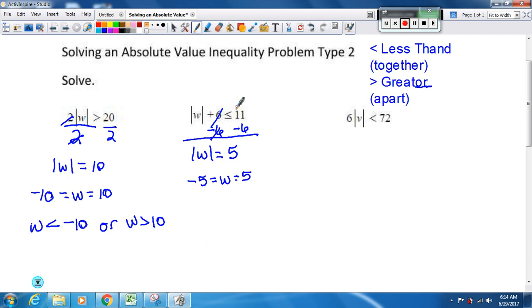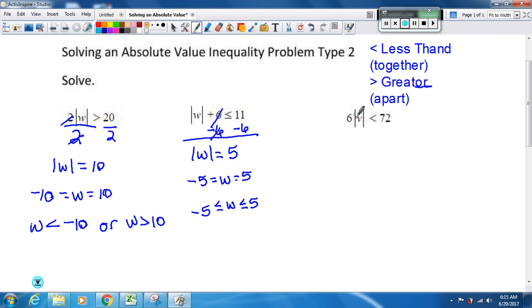So this is less than, so that means it's together. So basically all you do is just copy down your answer and substitute the original symbol like this. Negative 5 is less than or equal to W, which is less than or equal to 5, and that is your answer. So if it's a greater situation, you're going to use the word or and separate the answers. If it's less than, you're going to put them together.